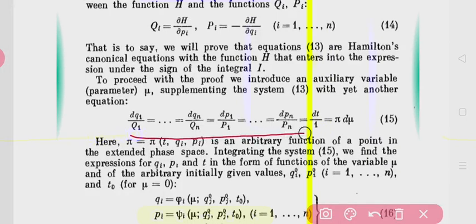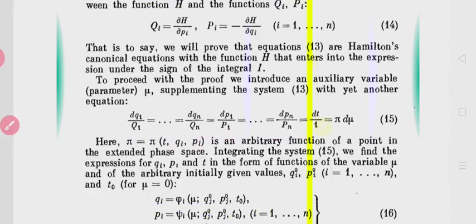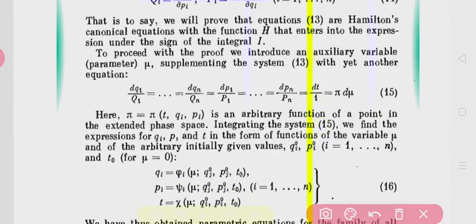So these will be the equations equal to dt, and I am introducing a new auxiliary variable mu such that these equations will be equal to some pi into d mu, where pi is some arbitrary function of the Hamiltonian variables, I am assuming. So this is an arbitrary function of the point in the extended phase space. Extended phase space means the coordinates will be t, qi and pi.